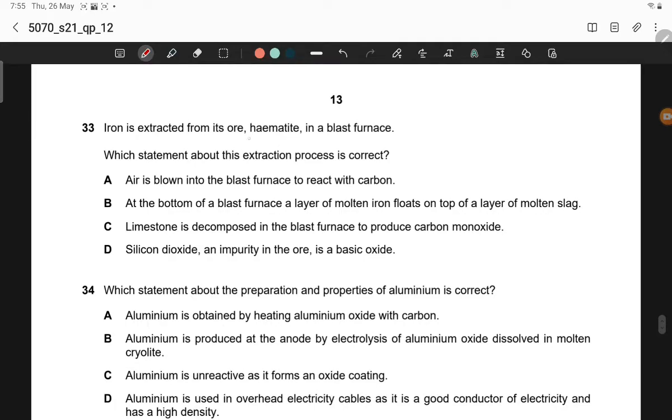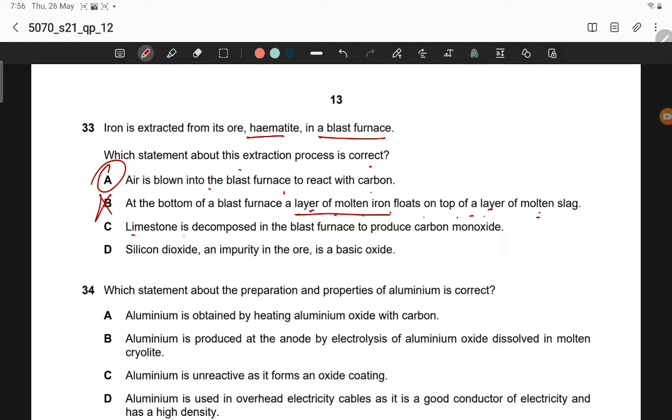33. Iron is extracted from its ore hematite in a blast furnace. Which statement about the extraction process is correct? Air is blown into the blast furnace to react with carbon. Yes, might be correct. At the bottom of the blast furnace, a layer of molten iron floats on the molten slag. No, this is not correct. Molten slag is less dense than iron, so molten slag floats on iron.